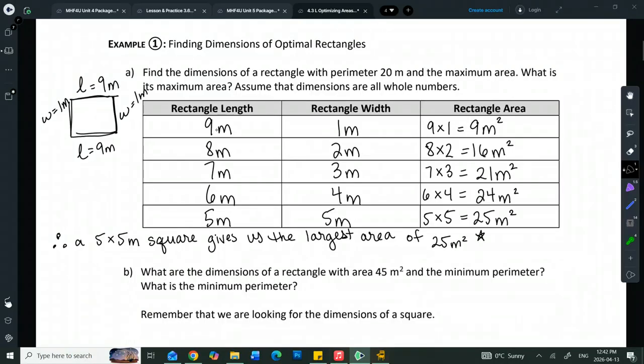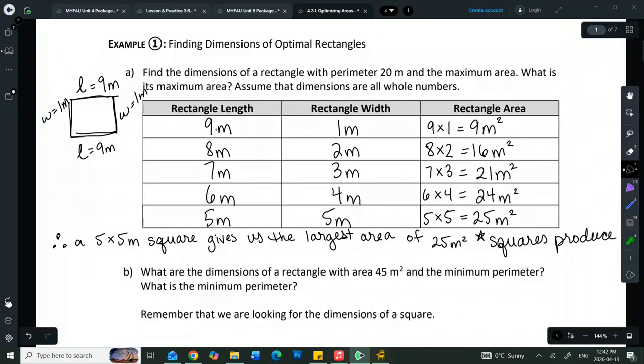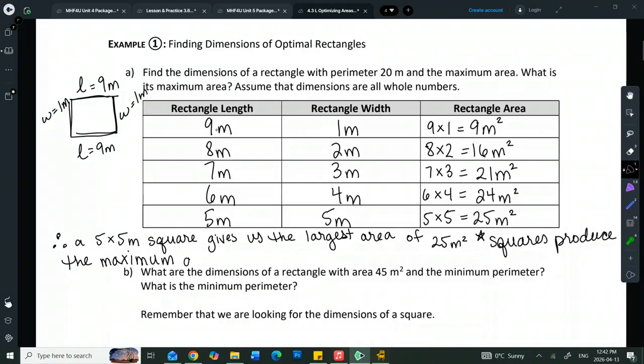And just as a reminder, squares produce the maximum area. So you can add that to your note. And I'll just say for a given perimeter.